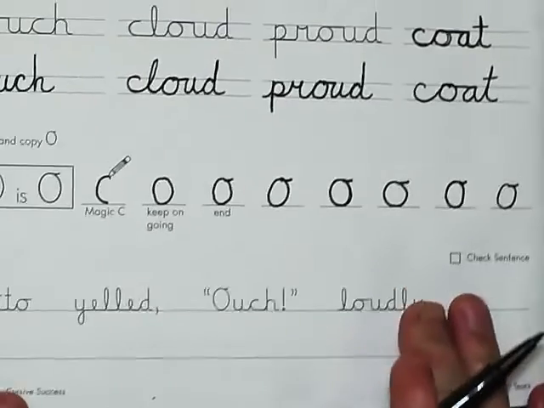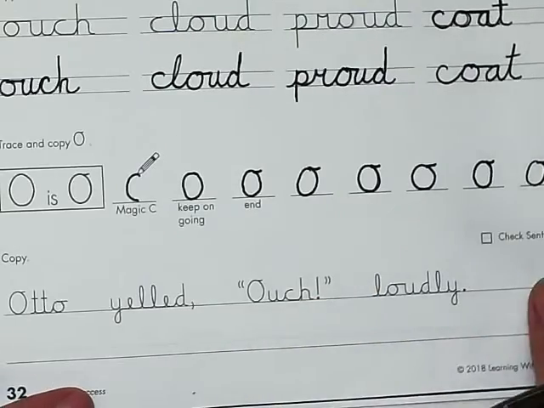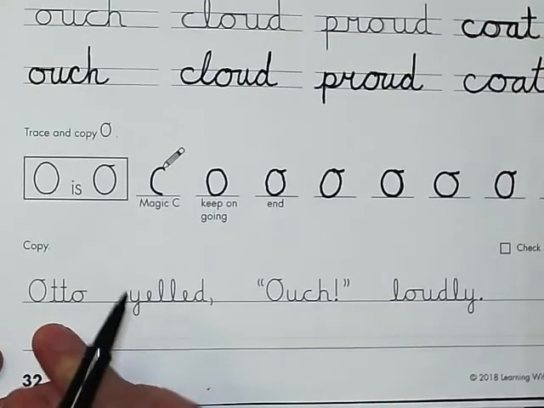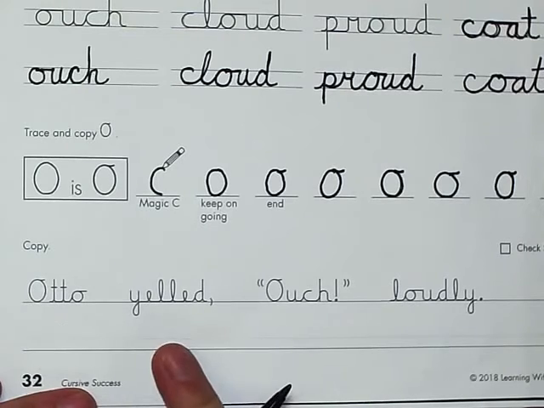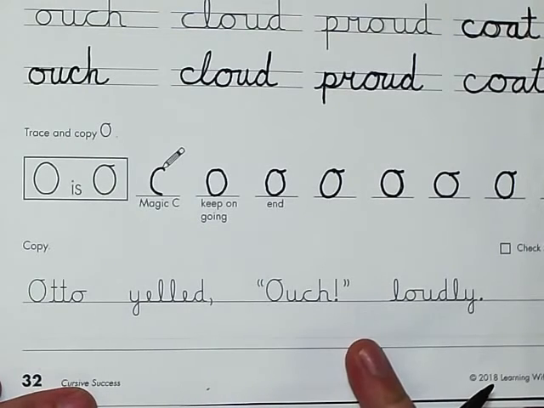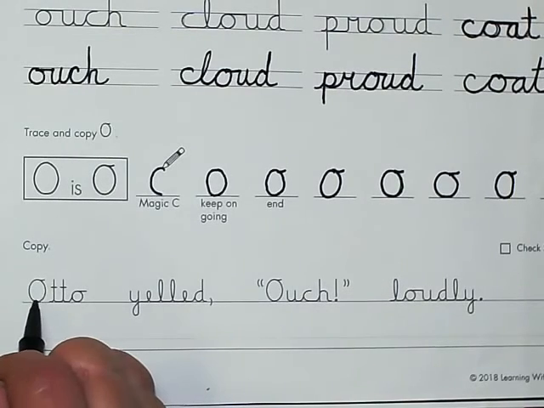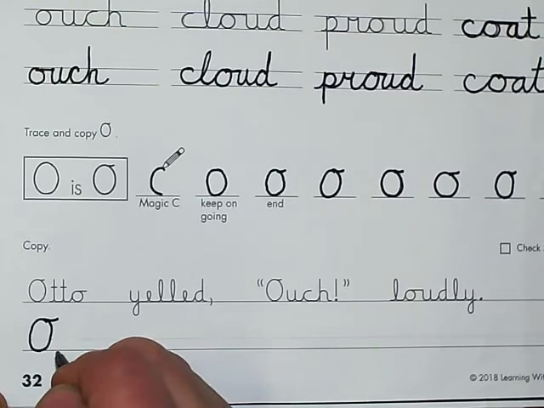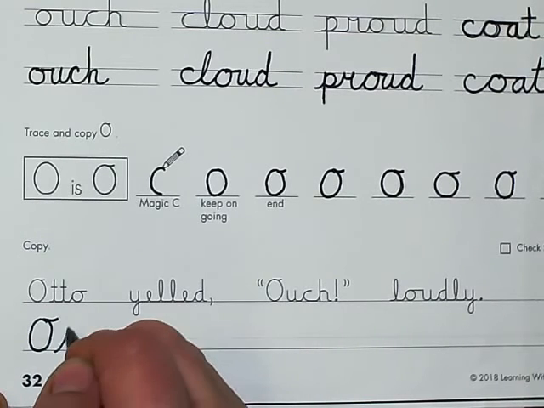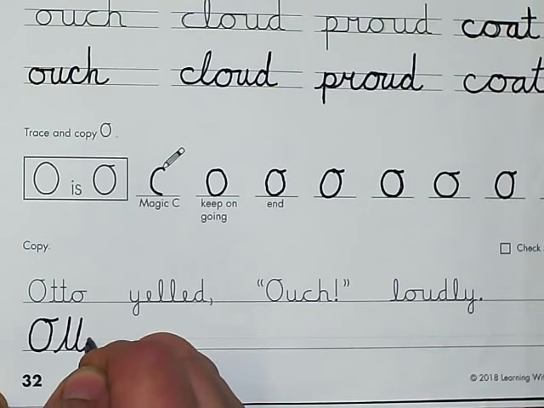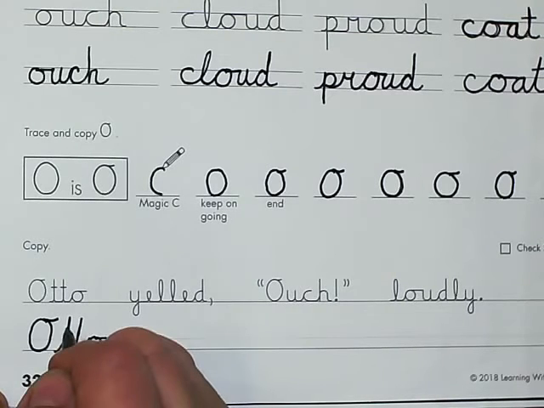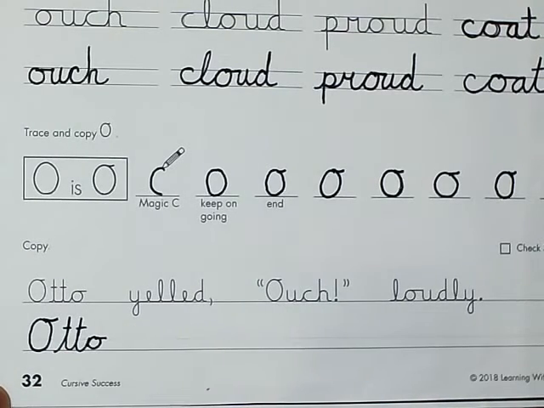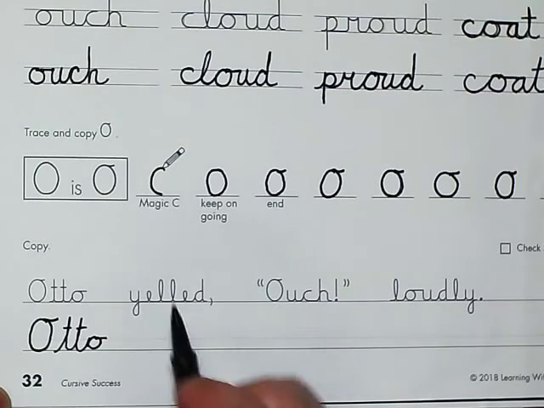Nice work, everybody. The capital O is very similar to our O in printing. So here's our sentence: Otto yelled, "Ouch!" loudly. We're going to start with our capital O there for Otto. We'll do our magic C, keep going around, out. We won't connect, we'll start at the bottom. T, T, magic C, around and over. And then I'm going to cross my T's. Otto.